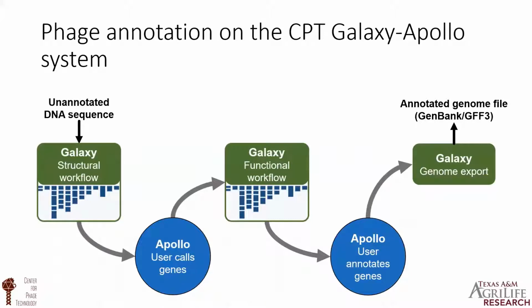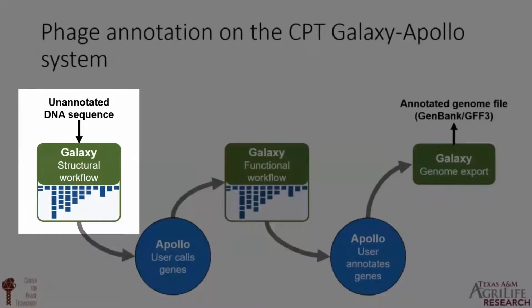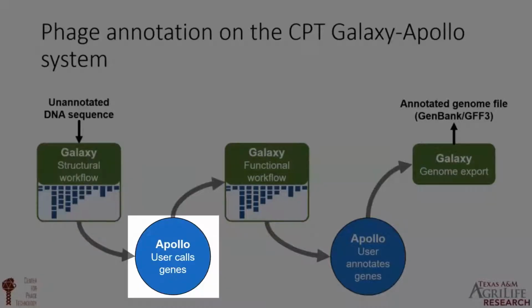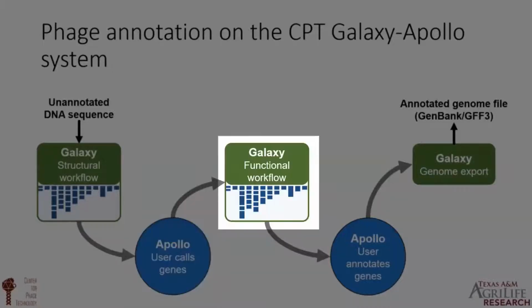This schematic shows an overview of what the annotation workflow looks like on the CPT Galaxy-Apollo system. An unannotated DNA sequence is uploaded into Galaxy and then subjected to a structural workflow to identify genes. The organism sequence and tool outputs are then transferred to Apollo, where users are able to call genes in the user annotation track based on the evidence.